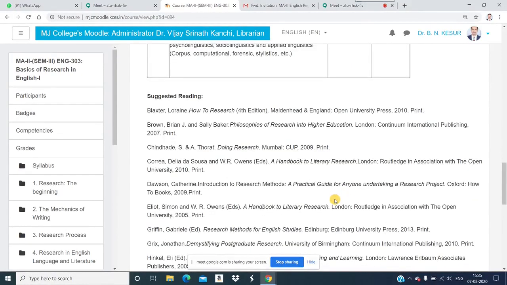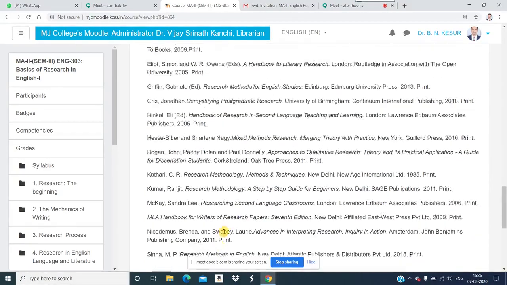Then I have mentioned suggested reading. Here the base for this particular course is the MLA Handbook. I think last time also I gave you the idea about it, that in the second year you have to study this course, and there is one book, the MLA Handbook for Writers of Research Papers. I think I have listed it here. Yes, see.